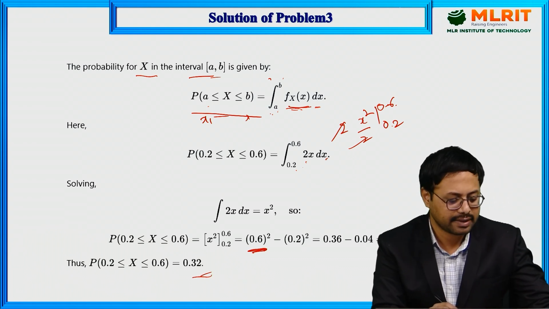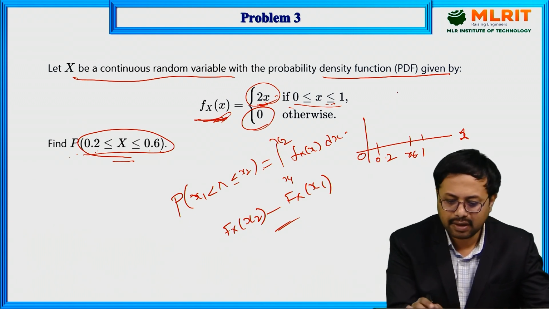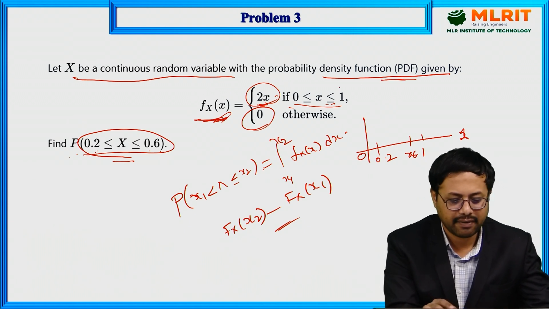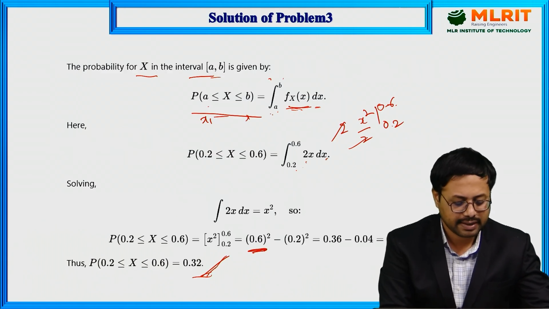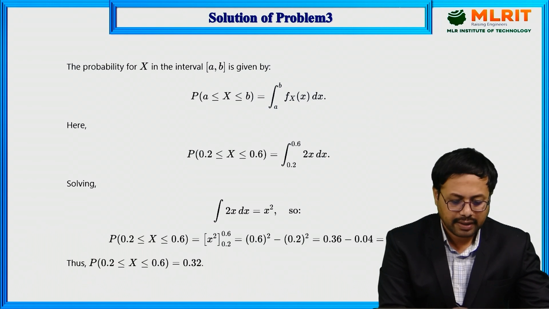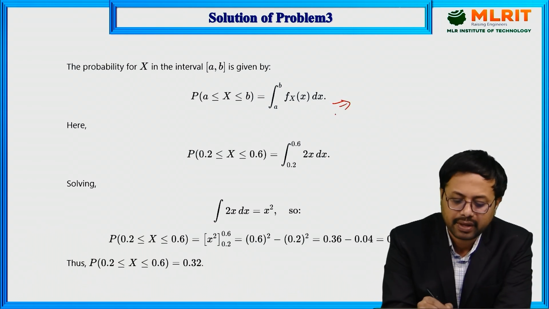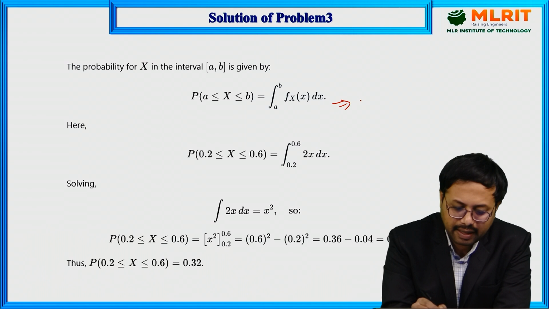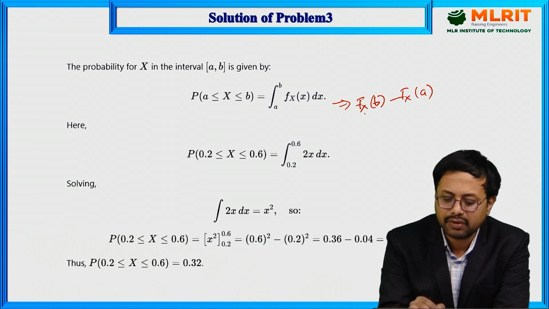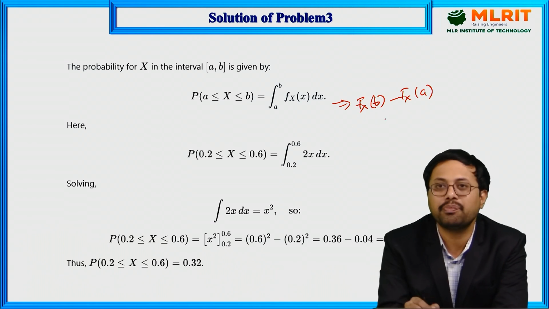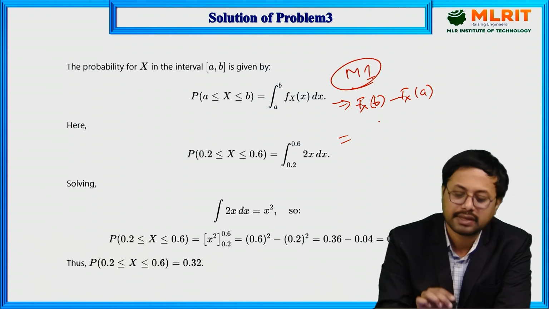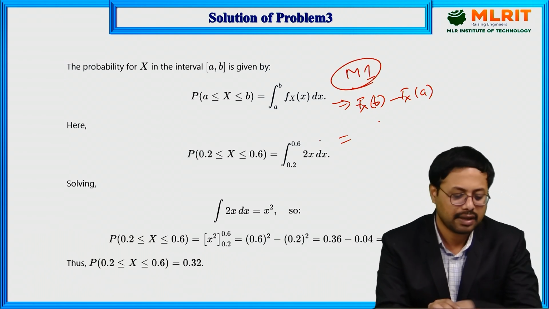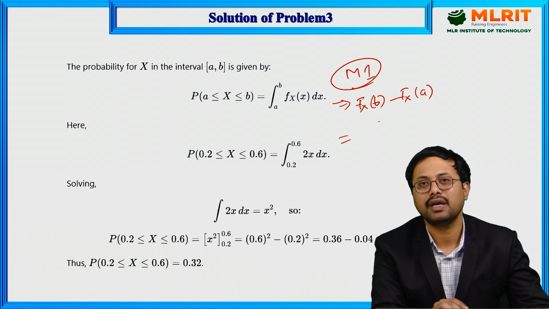Same thing you can calculate for the distribution. They are asking to calculate the probability, where x is the random variable with a probability density function. You got the resultant for this probability, 0.32. Same thing you can solve in terms of another formula, fx of b minus fx of a. If you have the values directly, you can substitute fx of b and fx of a. In that way also you can solve. This is the second method of approach for solving this type of distribution and density function of a continuous random variable.